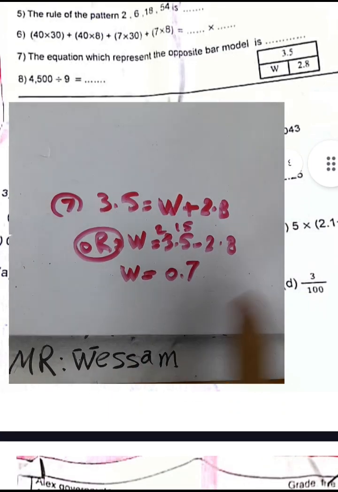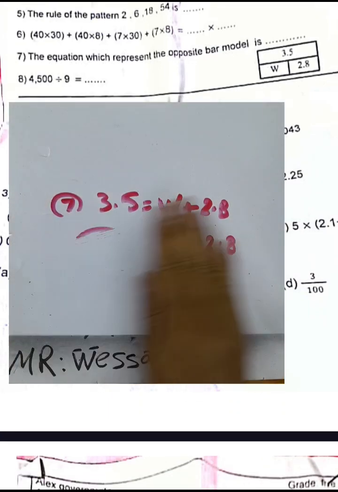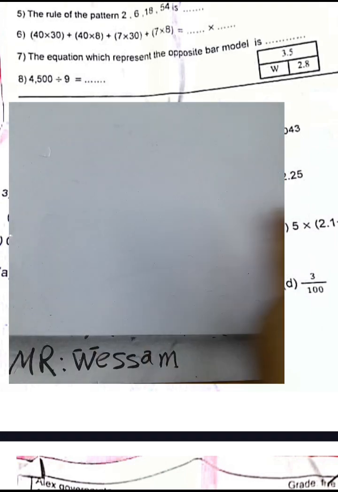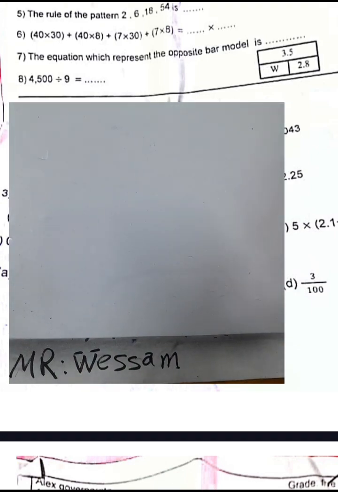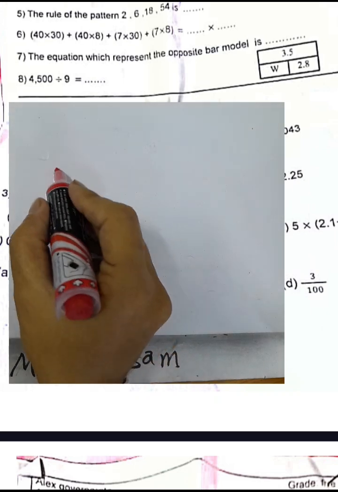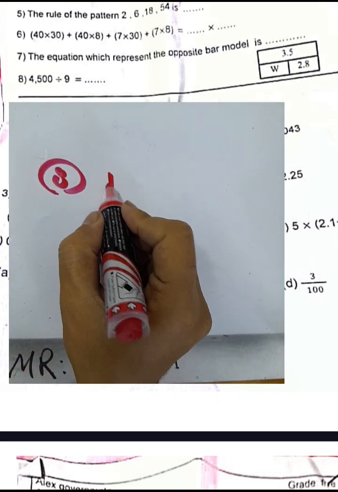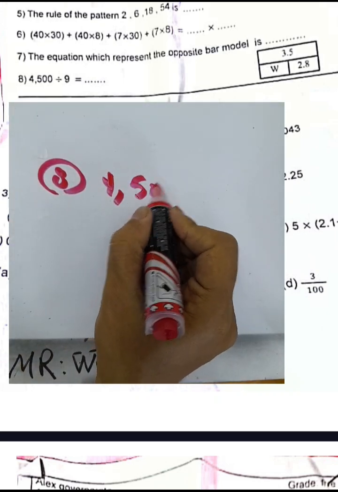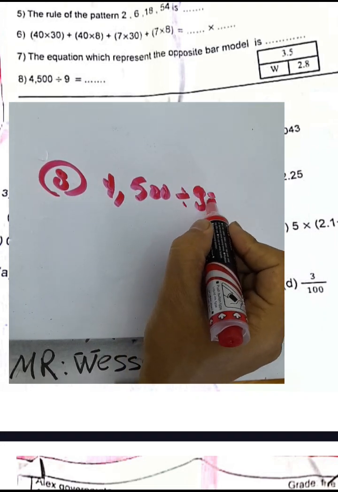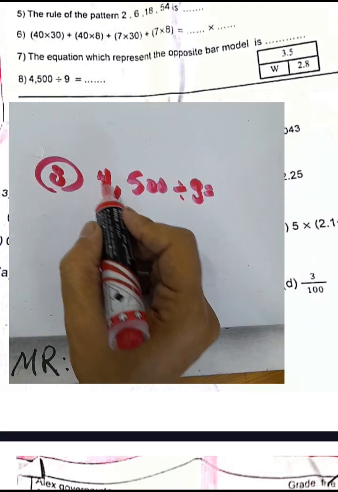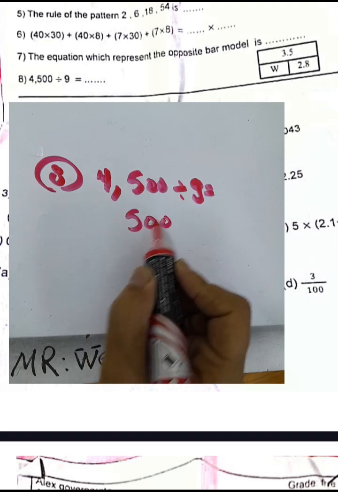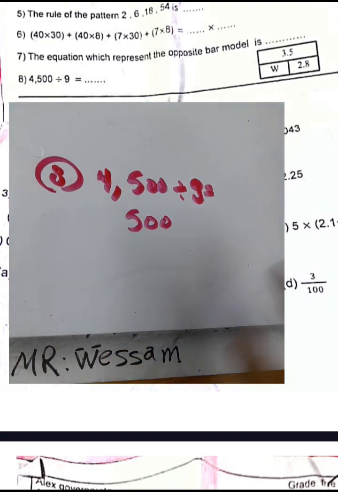Question 8. 4,500 divided by 9. 45 divided by 9 will be 5, and write double zero. The result will be 500. Next example.